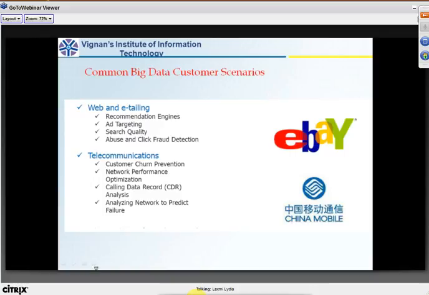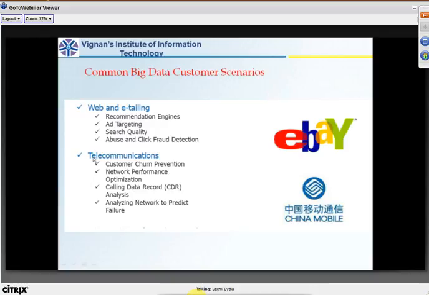So let us see who is generating big data and who the customers of big data are. From web and e-tailing also, there is generation of big data. How does that happen? Whenever we are browsing on our machines, we have lots of ads and a lot of searching. All these things are generating lots and lots of big data, and everybody is aware of eBay. Right now, eBay is a company which is generating big data from the web and e-tailing part.